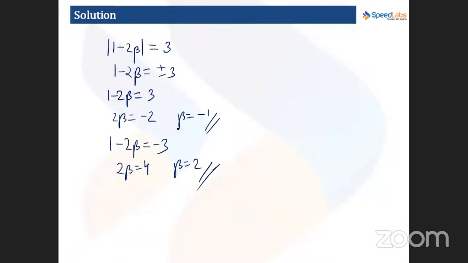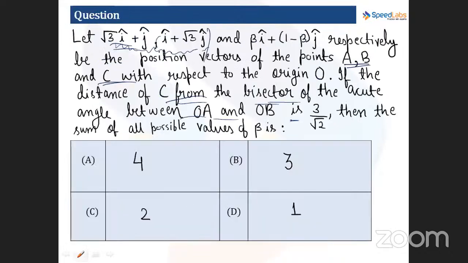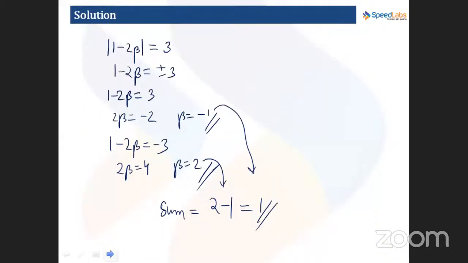Now, it was asked that we have to find the sum of all possible values of beta. So the possible values of beta are 2 and minus 1. If I take the sum, that is 2 minus 1 equal to 1. So the correct option here was option D. So I hope everybody understood this solution. Is it clear to everybody?